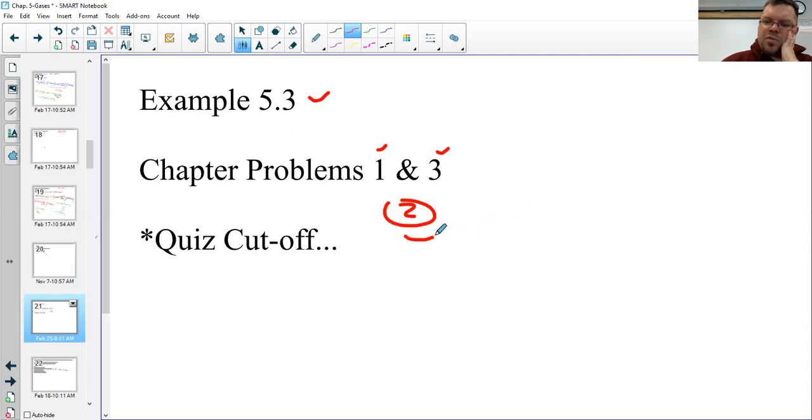And then number 2 is also a good one too. The nice thing about this one is that it has the answer in the back of the book. So again, if you're looking for some extra practice, 1, 2, and 3 in the chapter problems are good ones. And then realize that this is the quiz cutoff point for Friday's quiz on using the ideal gas law equation.